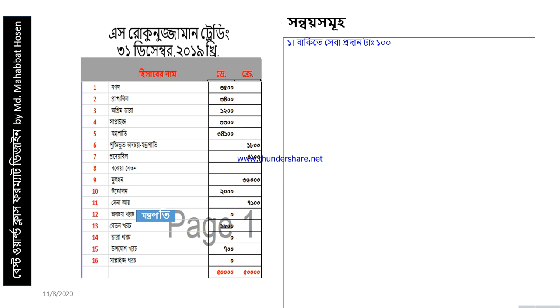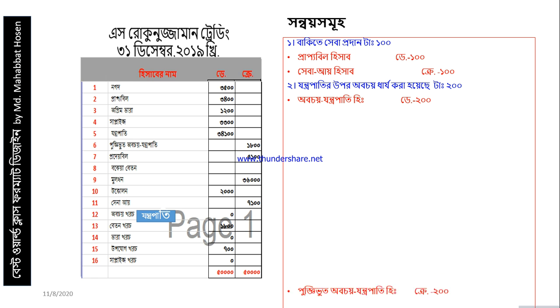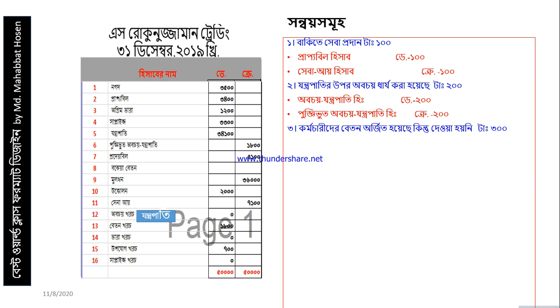In front of you for better understanding. Service provided on credit 100 taka, so accounts receivable debit and service revenue credit. Depreciation charged on machinery, depreciation expenses debit, accumulated depreciation credit. Salary is earned by the employee but the amount has not yet been paid, 300 taka, so salary expenses debit, salary payable credit.